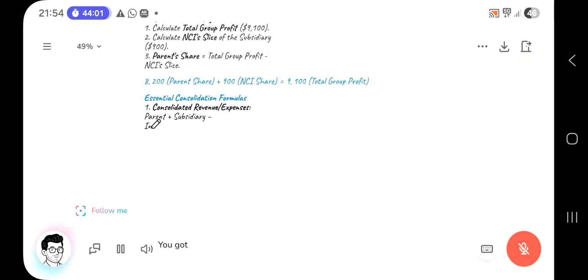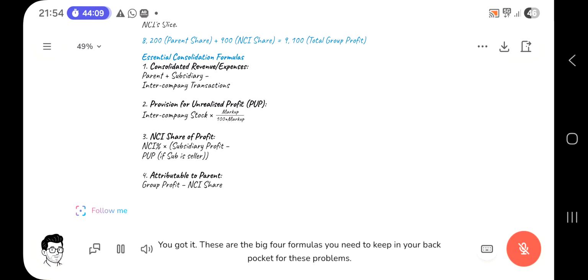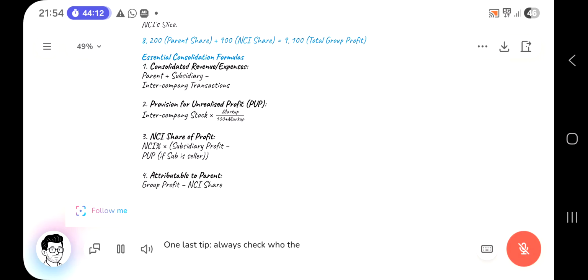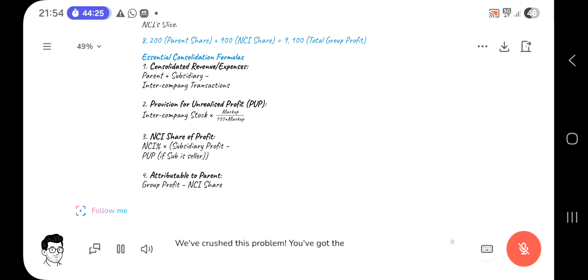You got it. These are the big four formulas you need to keep in your back pocket for these problems. One last tip. Always check who the seller is before you touch that NCI calculation. It's the sneaky part that trips everyone up. We've crushed this problem. You've got the group structure, the eliminations, the PUP, and the final profit split all down on the board. You feeling like a consolidation boss now, or is there one last thing you want to double check?